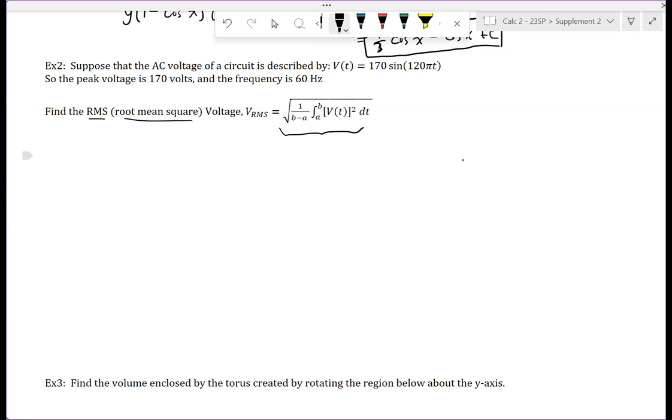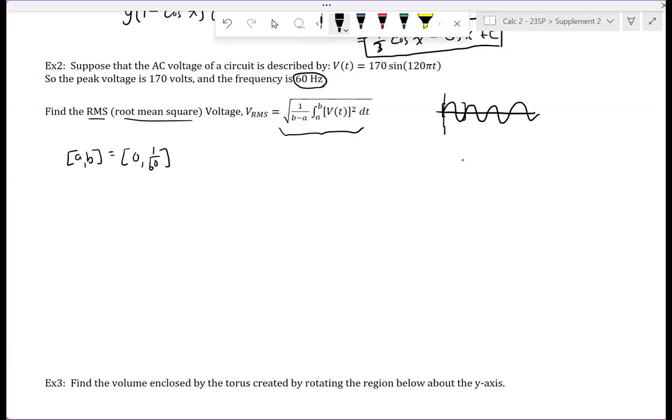We need to choose an interval a, b, and since it's a 60 hertz function, one cycle of the function goes from 0 seconds to 1/60th of a second. A reasonable time interval to use might be 0 to 1/60th. This will get us one cycle, right? If we're averaging, it's probably sensible to pick a single cycle to average over.